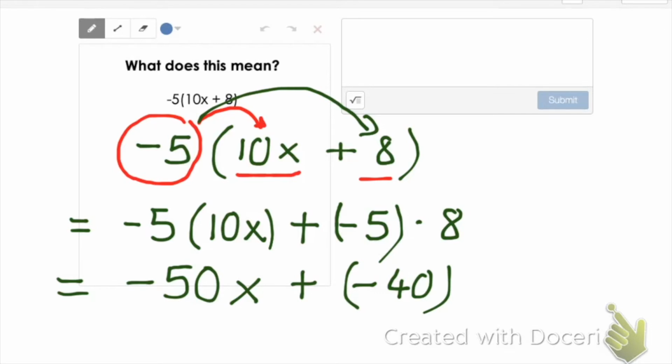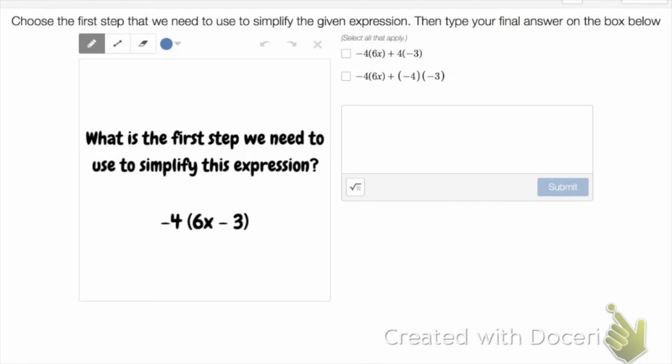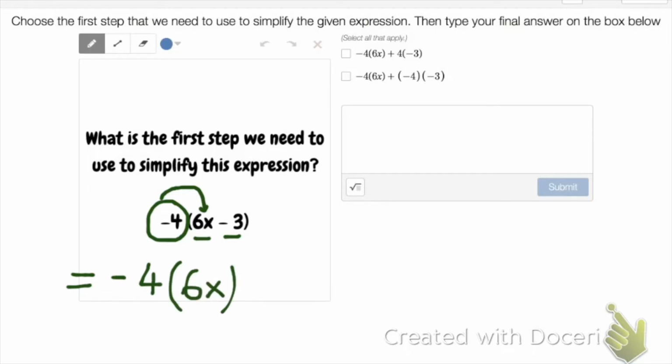Okay. So let's try this one. We have negative 4 times 6x minus 3. So we need to circle the whole negative 4. So inside parentheses we have 6x and we have negative 3. Okay. So we're going to start to multiply negative 4 to the first term, which is 6x. So we're going to write negative 4 times 6x. Okay, this is the tricky part. We need to rewrite the problem. Okay, so we need to say negative 4 times 6x plus negative 3.